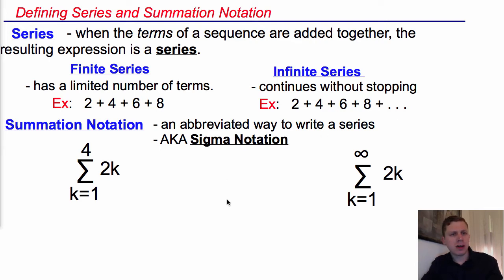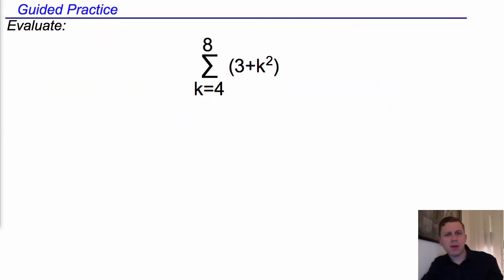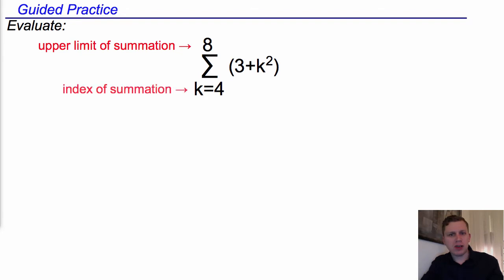Let's take a look at a more concrete example to try to hit this concept home. Here I want to evaluate this series, and it's written using summation notation. A couple of definitions we should know. The first one is the 8. That's the upper limit of summation. That means that's the last number that I'm going to plug into this function rule. The next thing we should know is that k, the variable, is the index of summation. That means the only numbers I'll be plugging in are for k. And then the 4 is the lower limit of summation, meaning that's the lowest number that I'm going to plug in.